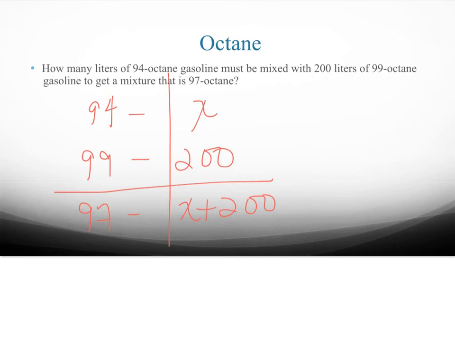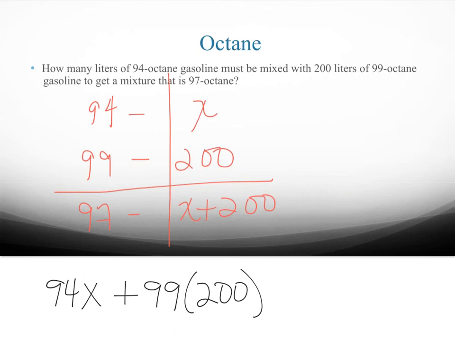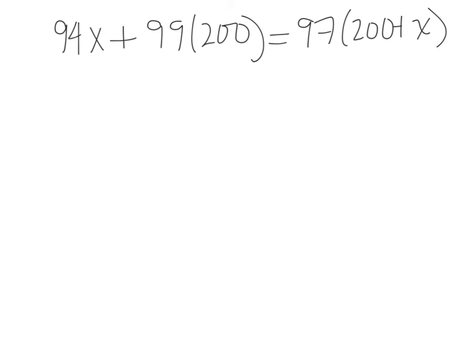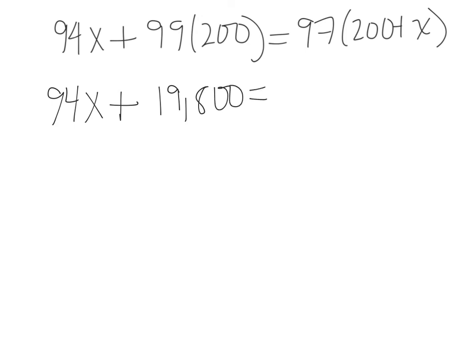Similar to how the previous problem worked with the interest rates, the octane of a fuel works the same way in that you multiply them. So we've got 94x plus the 99 octane times 200 liters of it, and that should equal the 97 octane, and we know the total is going to be x plus 200. So let's go through and clean this up and simplify. Alrighty, so we've got 94x. Using your calculator, if you multiply 99 by 200, you'll get 19,800. And then if we multiply 97 by 200, you'll get 19,400.